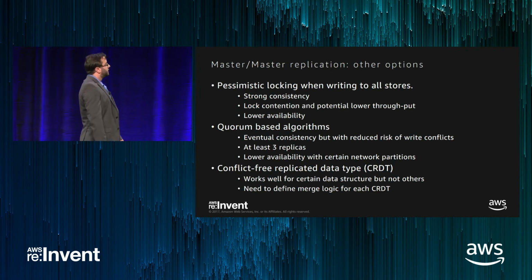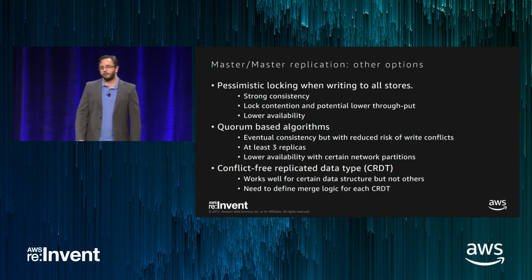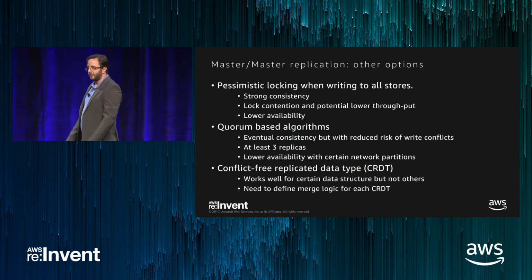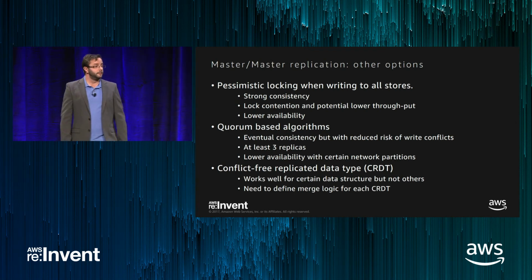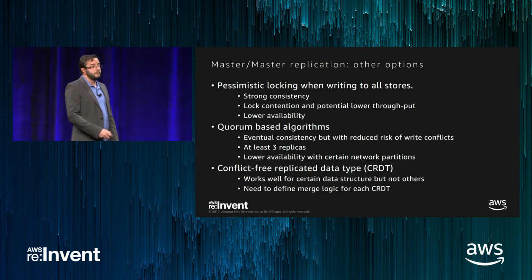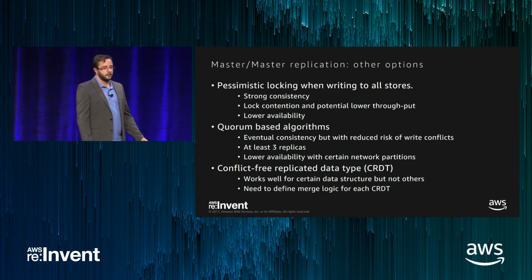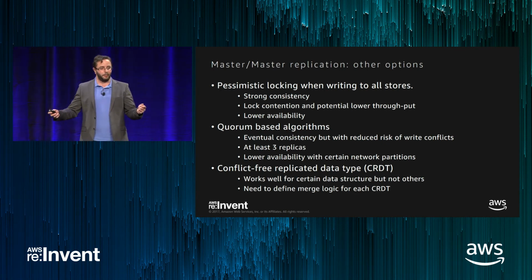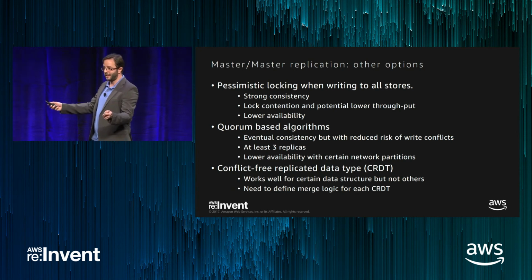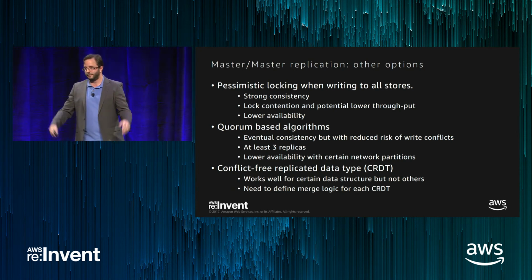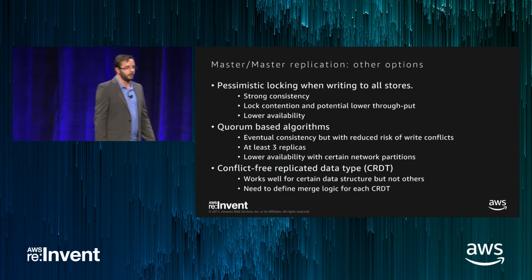So the other options we looked at: the first one, the obvious one that anybody who has set up a master database has tried, is pessimistic locking. It doesn't quite work. It doesn't meet our requirements for latency. As you add more regions, you're going to have to start locking in multiple regions, and all locks have to be successful. Otherwise, you go back. Too much latency, too many edge cases, not worth the effort.